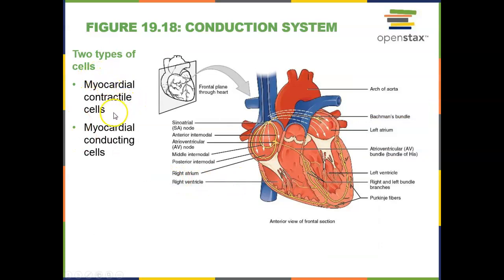So what are the cells that contract? They're called myocardial contractile cells. So we have both contractile cells and then we have conducting cells. Contractile cells are the cells that actually cause the muscle contraction. The conducting cells are these cells that actually produce the action potential that moves throughout the entire muscle.